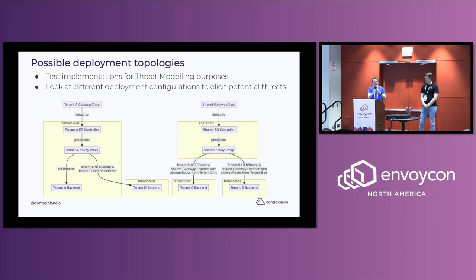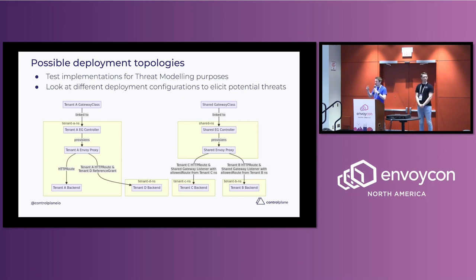So, on the left-hand side here, we have a single tenant called Tenant A, very imaginative, I know. And Tenant A has their own dedicated gateway class. They have their own Envoy Gateway controller in a namespace which they own, Tenant A namespace. Again, our naming is just so imaginative. And this Envoy Gateway controller provisions a dedicated Envoy proxy for Tenant A. And they also create their routes in this namespace, and their backends are also in this namespace. So a very, very simple single namespace model.